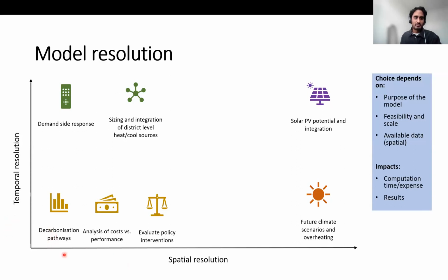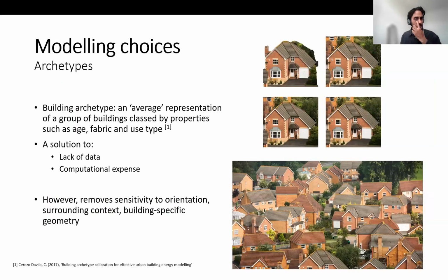If we look at spatial resolution now, I've put these 5 categories of studies on the low end and these 2 maybe in the high end. The main spatial resolution consideration you have at the urban scale is whether to use archetypes or not. An archetype is intended as an average representation of a group of buildings classed by properties such as age, fabric and use type.